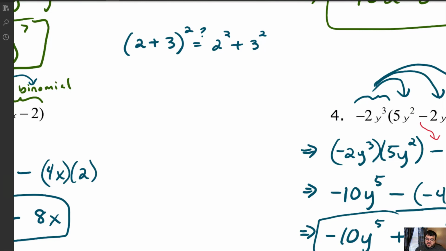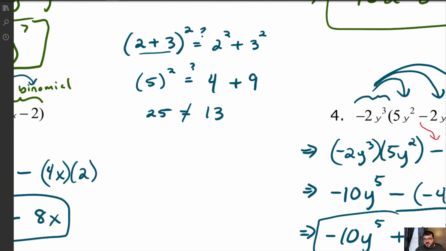Let's verify and see. I know 2 plus 3, parentheses first, is going to be 5 squared. So is this equal to 4 plus 9? Okay, because 2 squared is 4, 3 squared is 9. 5 squared is 25. So 25 is not equal to, in this case, 13. So you can see that you don't just distribute that 2 over the addition. So exponents do not distribute over addition or subtraction.